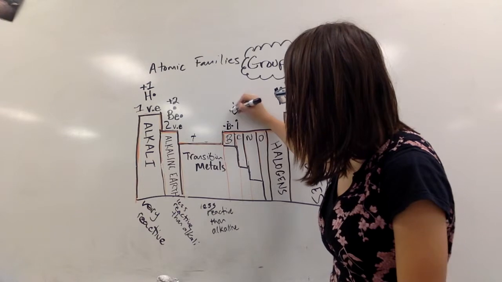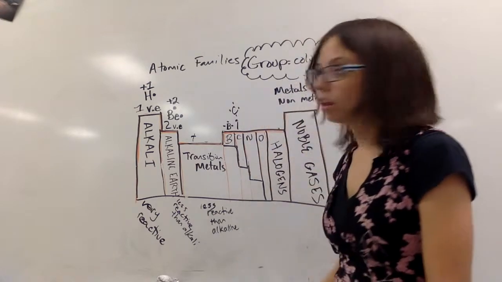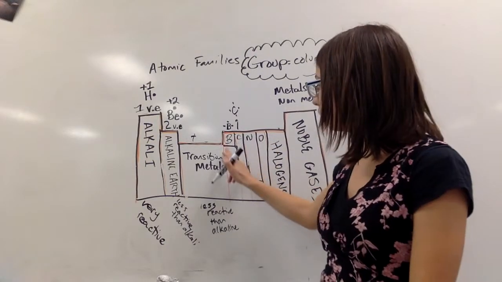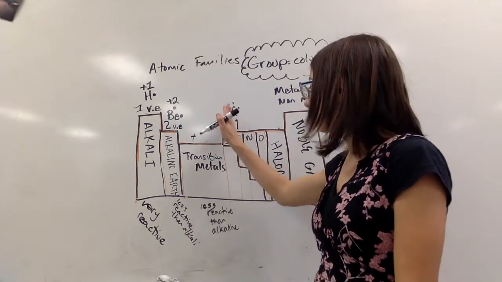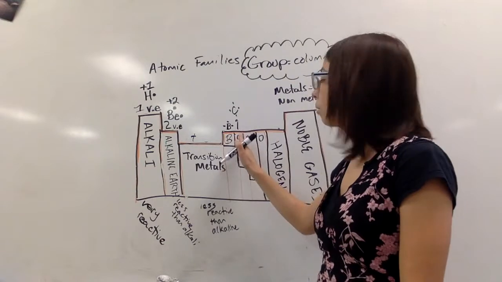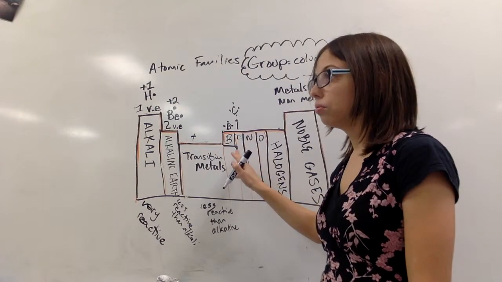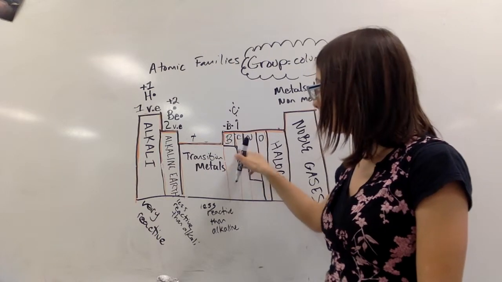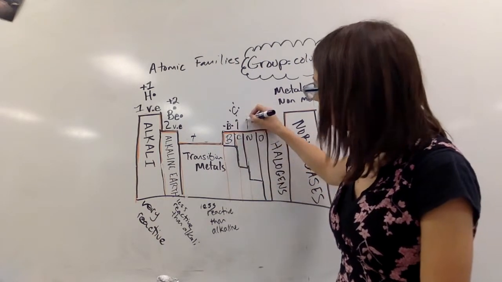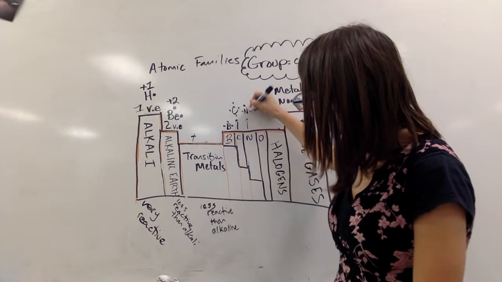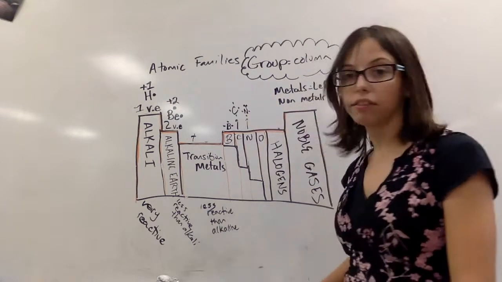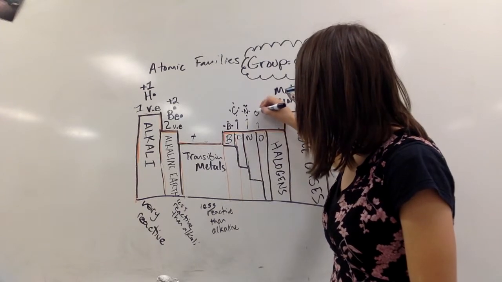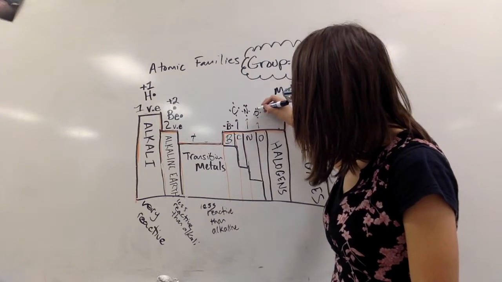The carbon family, they have 4 valence electrons. They'll have 4 dots around their Lewis structures. So boron, aluminum, all of that would have 3 valence electrons. Carbon, silicon, germanium would have 4 valence electrons. Nitrogen, 5 valence electrons. Hopefully you see a pattern by now. The oxygen family has 6. 1, 2, 3, 4, 5, 6.